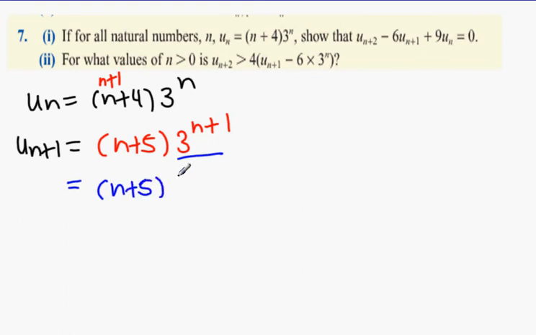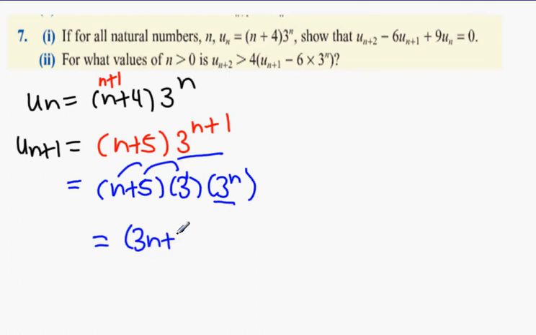n plus 5 times 3 to the n. You're allowed to multiply these two, aren't you? Because, remember BODMAS, this one here has a power. That's why you're not allowed to multiply that one in. But this one here has a power of 1, so it's allowed. So I can just multiply that out, and I'm going to get 3n plus 15 times 3 to the n. Going to stop there. Okay?